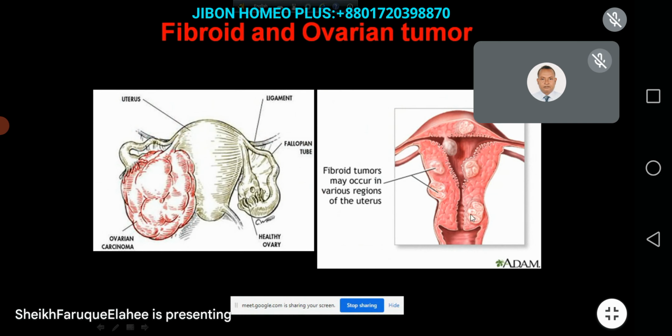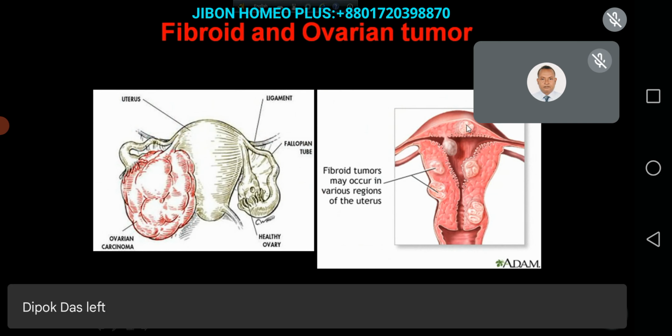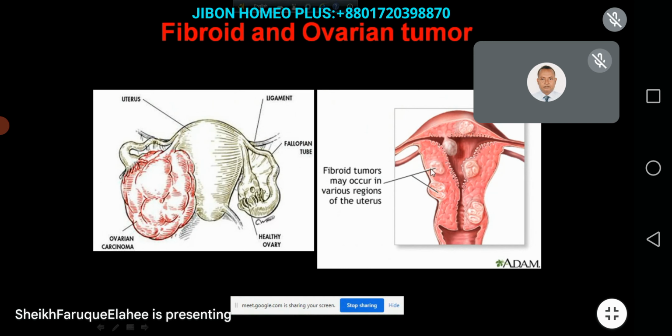Again, you see these are fibroid tumors. Fibroid tumors are of three types. The one just near the outer surface is called subserous fibroid. The one inside the muscular layer is called intramural fibroid. And the one just near the cavity of the uterus is called submucous fibroid or endometrial polyp.